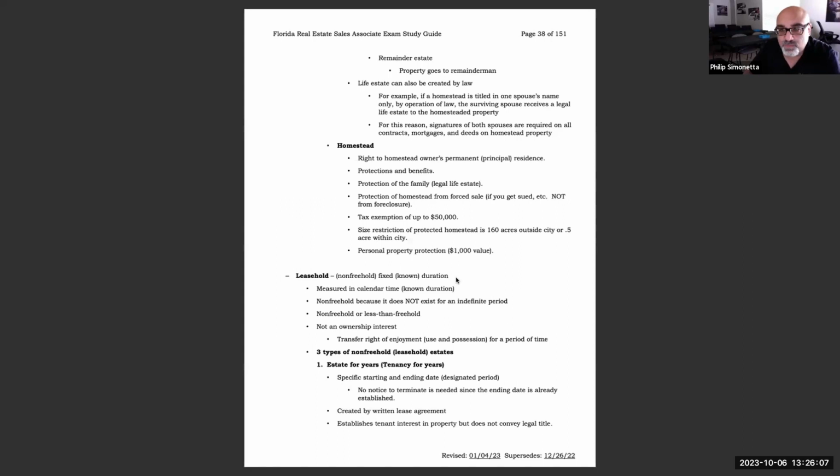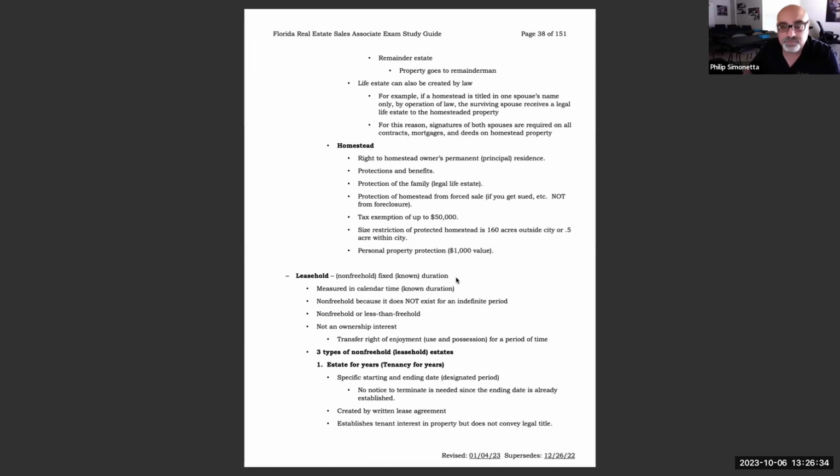Life estates can also be created by law. So for example, if a homestead is titled in one spouse's name only, by operation of law, the surviving spouse receives a legal life estate to the homestead property. For this reason, signatures of both spouses are required on all contracts, mortgages, and deeds on homesteaded property, whether it's in one person's name or both. Names have to be on both, right?